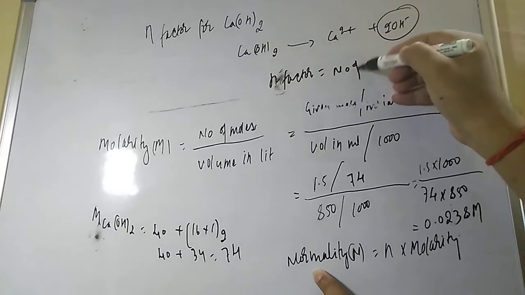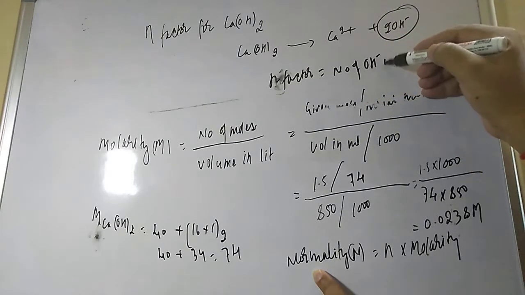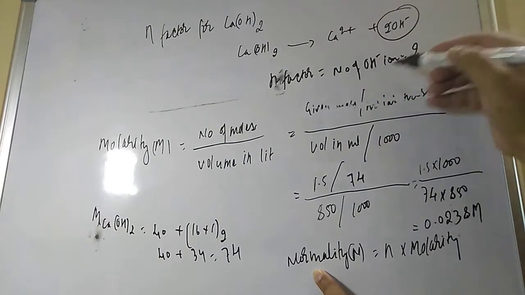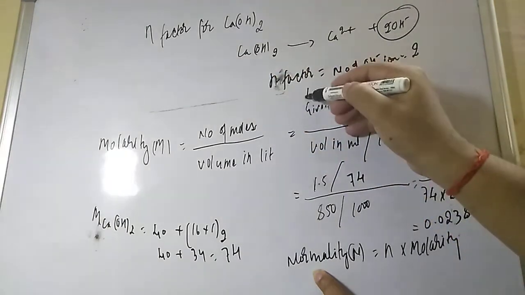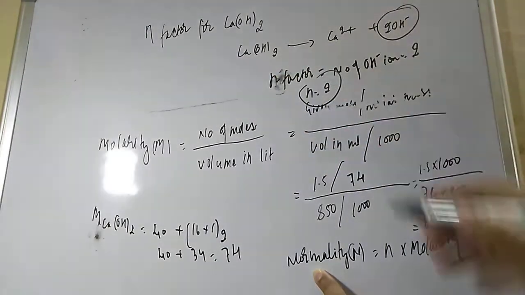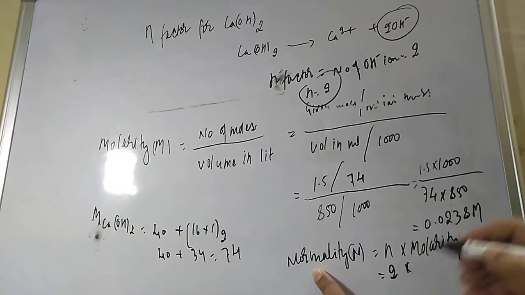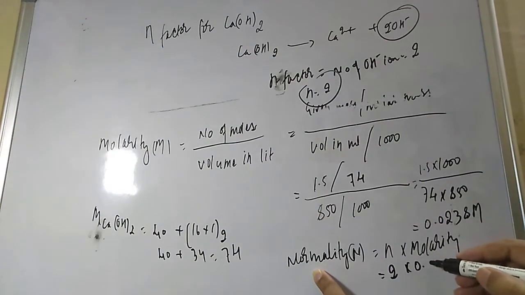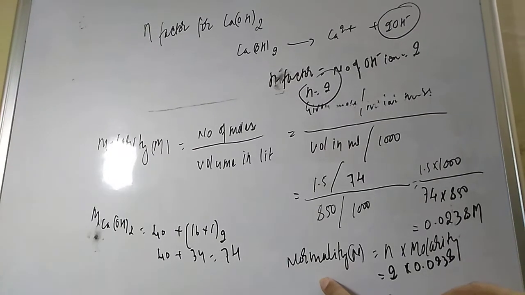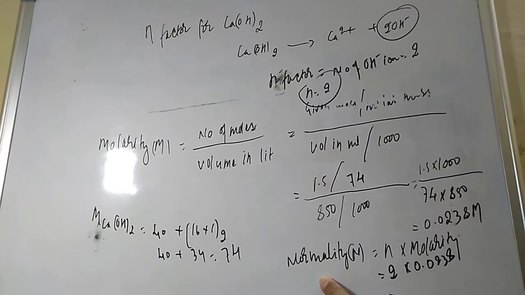the number of OH minus ions. So how many, student? 2. So n is equal to 2. Here you put the n factor value 2, multiplied by the molarity, 0.0238. So how much is the final value coming, student? It is coming 0.476 normal.